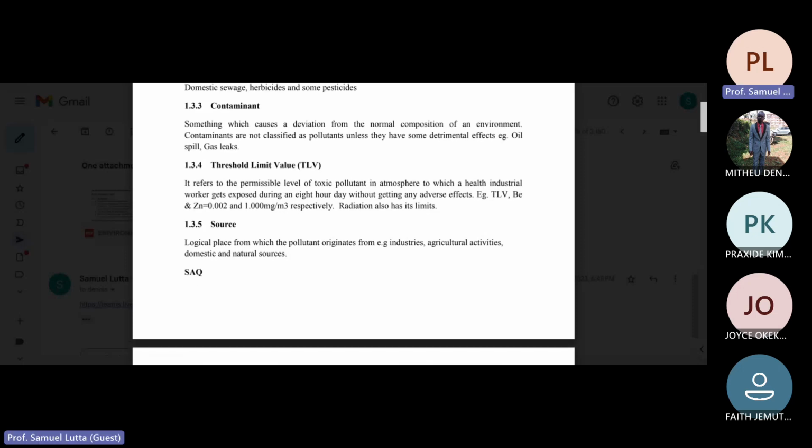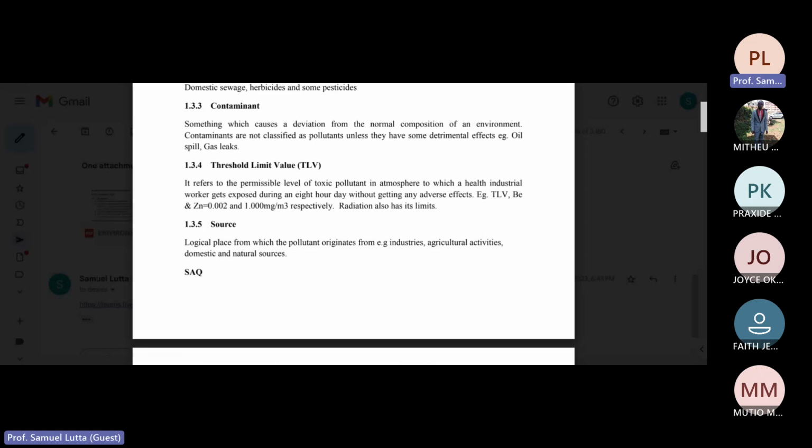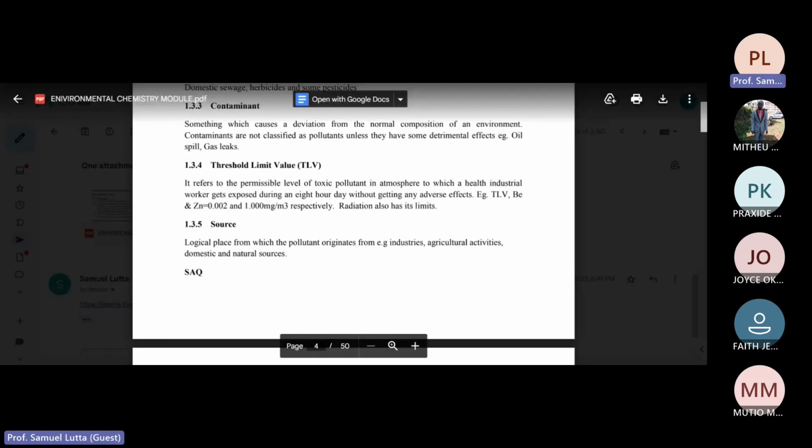So where do we get these values? There are organizations which have set the standards. One of them is WHO, the World Health Organization. It has set the levels of these metals or pollutants to which somebody can be exposed. And then in Kenya, we have KEBS. KEBS, I think, has also come up with some values, especially in foodstuff. That's why they do testing of this foodstuff to ensure that we don't have these problems.